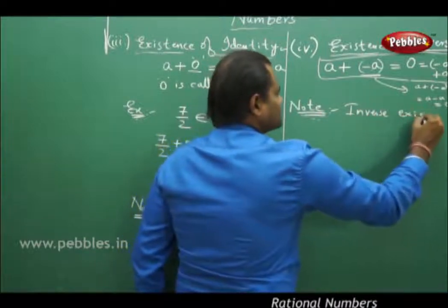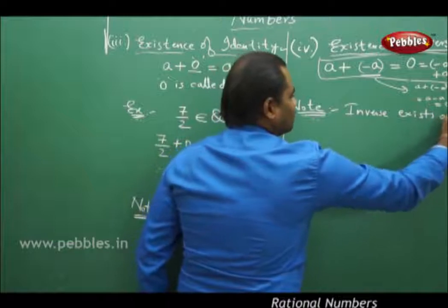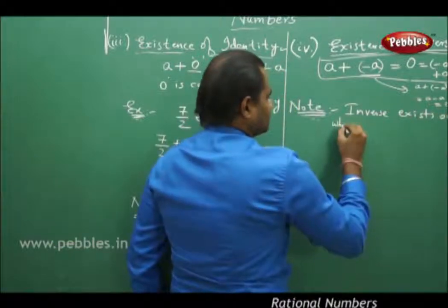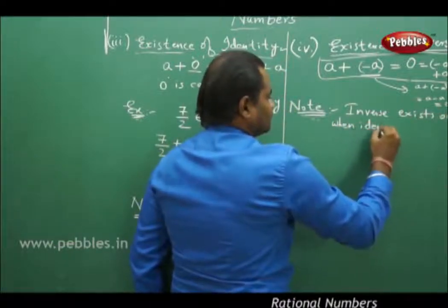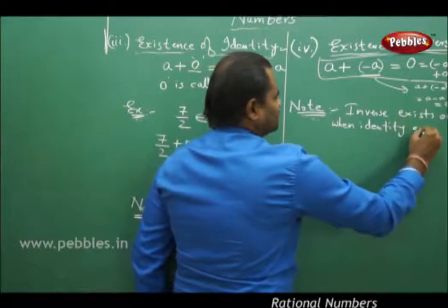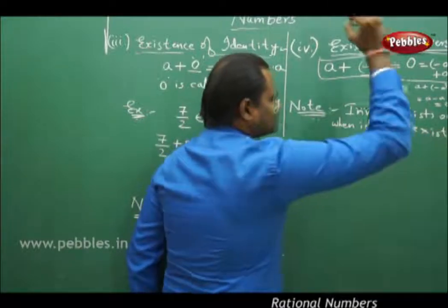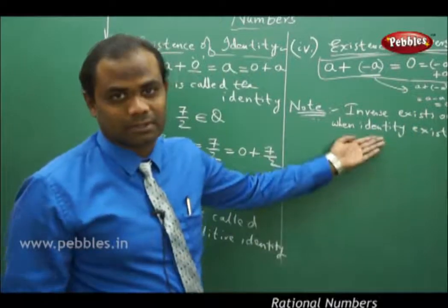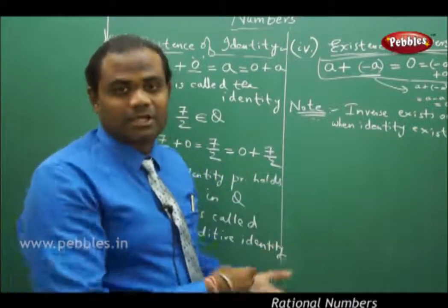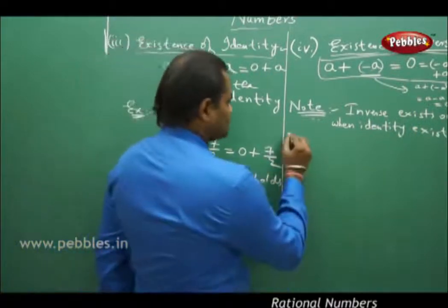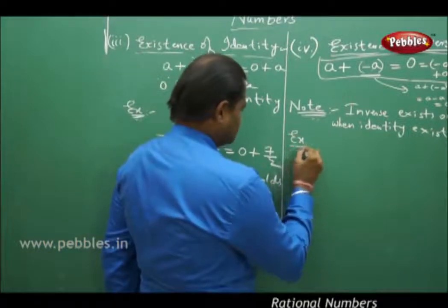Inverse exists only when identity exists. Without an identity, you cannot define an inverse. Let's see with some example in rational numbers. Let's prove the property in rational numbers.